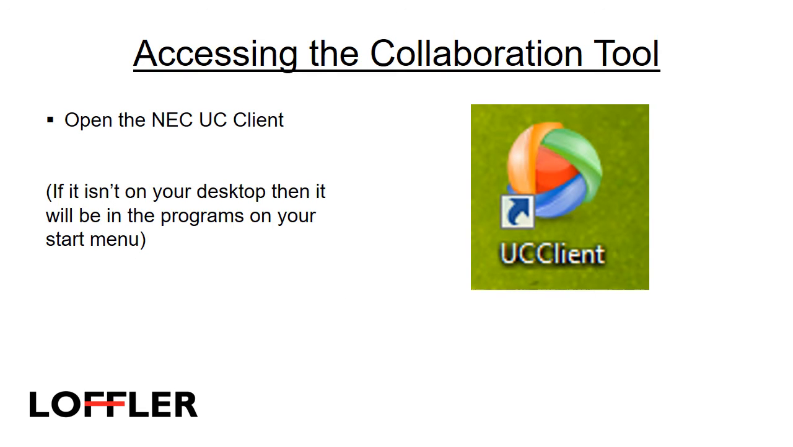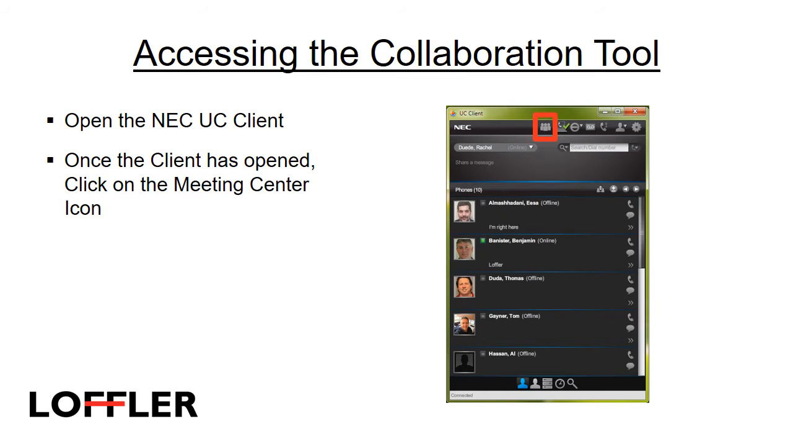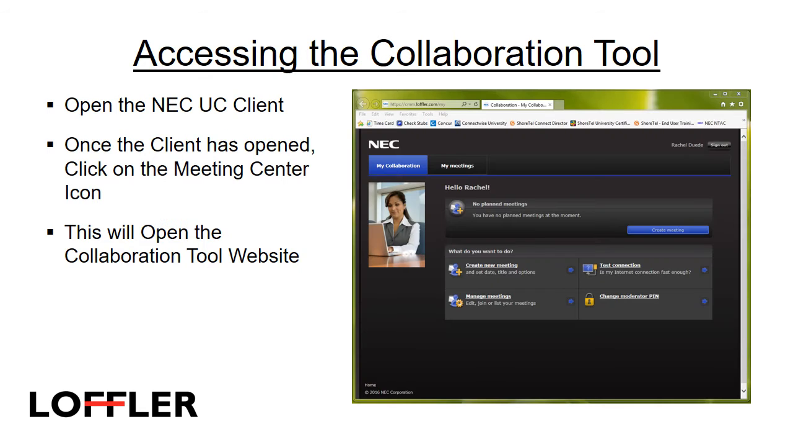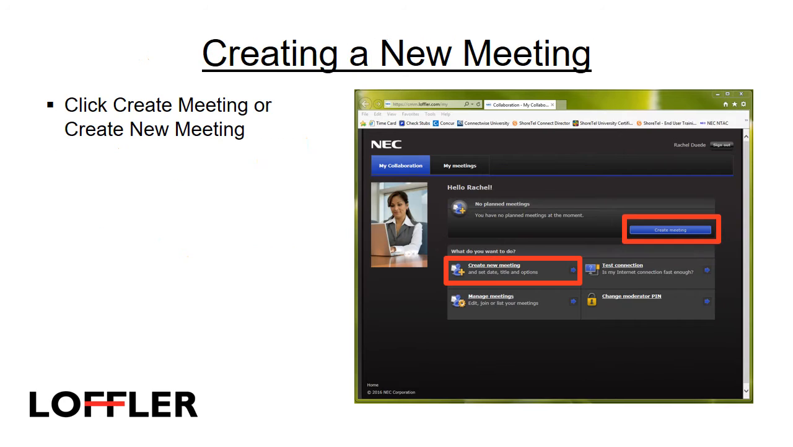To open the collaboration tool, open the NEC UC client. If the icon isn't shown on your desktop, then it will be in your list of programs when you open the Start menu. Once the client is opened, click on the Meeting Center icon. This will open the collaboration website. Click Create Meeting or Create New Meeting.